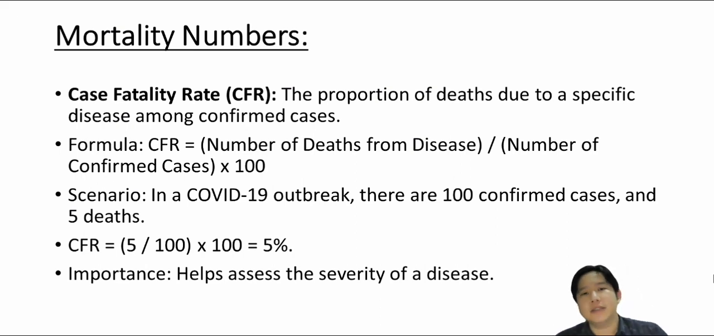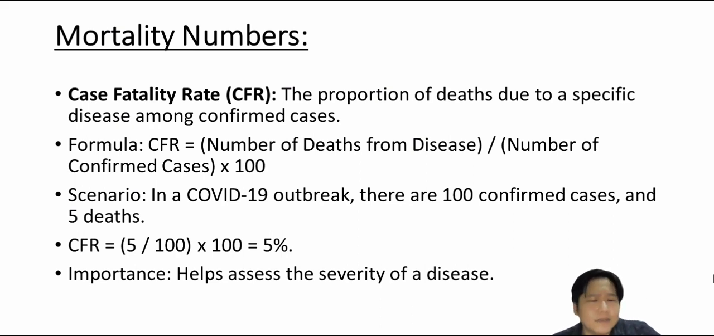The formula: number of deaths from disease divided by number of confirmed cases multiplied by 100. Okay. Scenario: in a COVID-19 outbreak, there are 100 confirmed cases and 5 deaths. So how do we calculate the case fatality rate? We can calculate by 5 divided by 100 multiplied by 100, in percentage. So the result is 5. The case fatality rate is 5%.